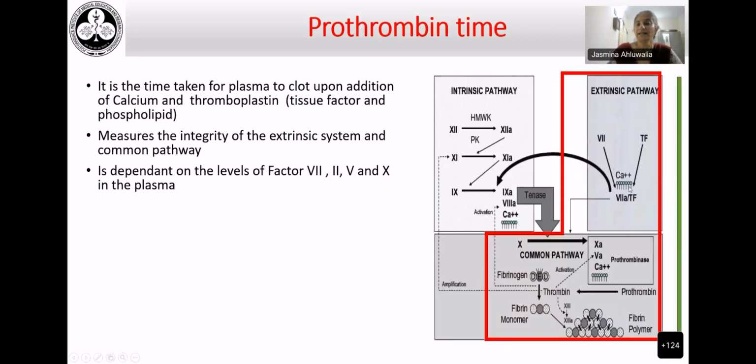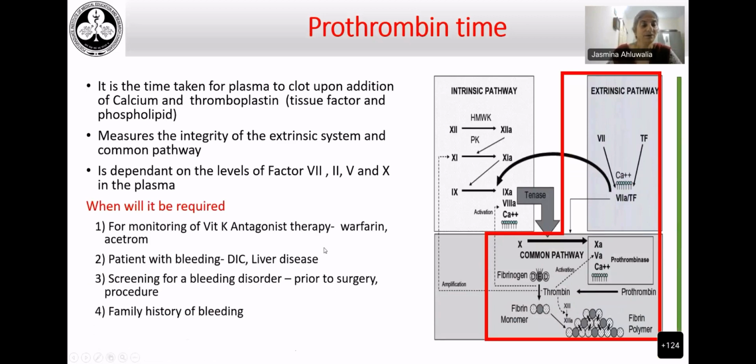So this is what we are looking at, the extrinsic pathway. We look at this part of the coagulation cascade. When do we usually need a prothrombin time? When we are monitoring vitamin K antagonist therapy, such as warfarin and acenocoumarol. In patients who have bleeding, such as DIC and liver disease, these are far more common indications than screening for a bleeding disorder, which is usually less common. Liver disease and vitamin K therapy are far more common indications, and also in individuals who have a family history of bleeding.